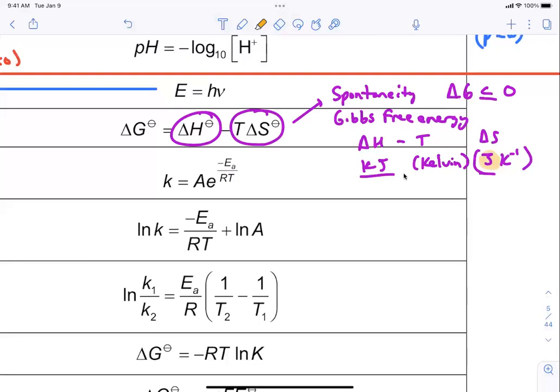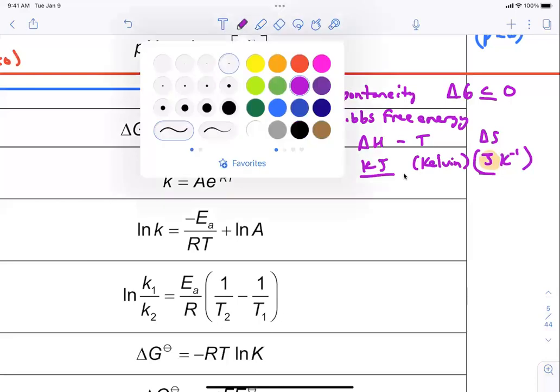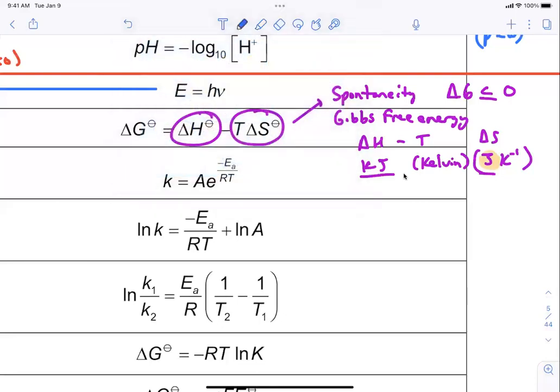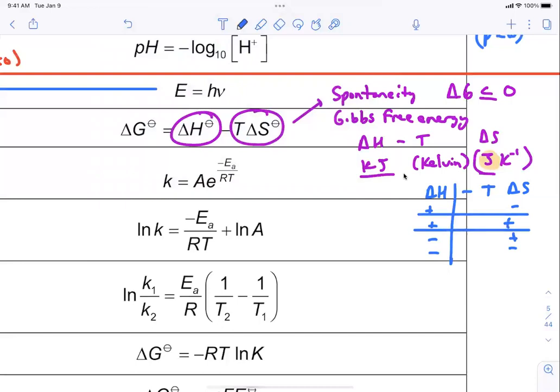That's the big thing. The second thing is also using this equation to know qualitatively when it's spontaneous. Because remember, delta H and T delta S: delta H can be positive or negative, and delta S can be positive or negative. Oops, sorry, I didn't write in the right order. Like this. So there are 4 possible scenarios of whether it's going to be spontaneous or not.